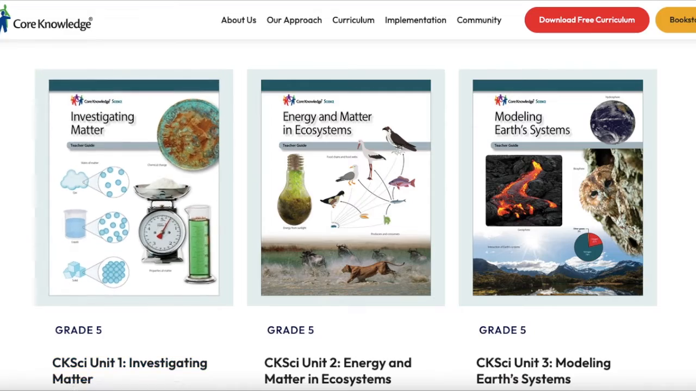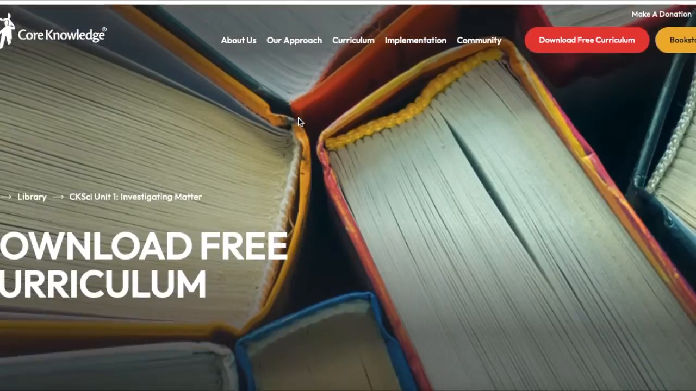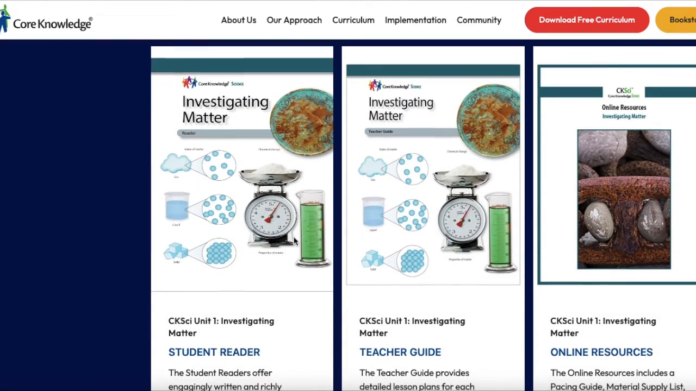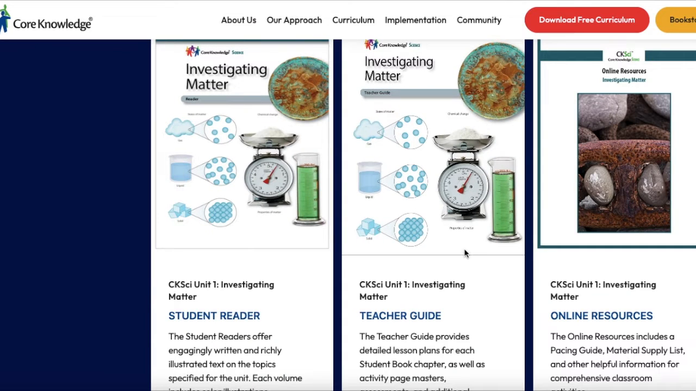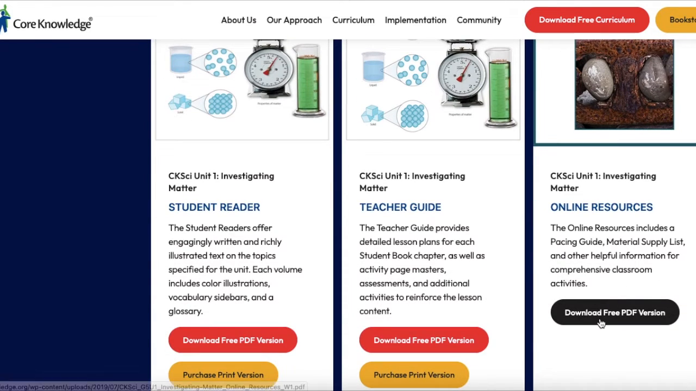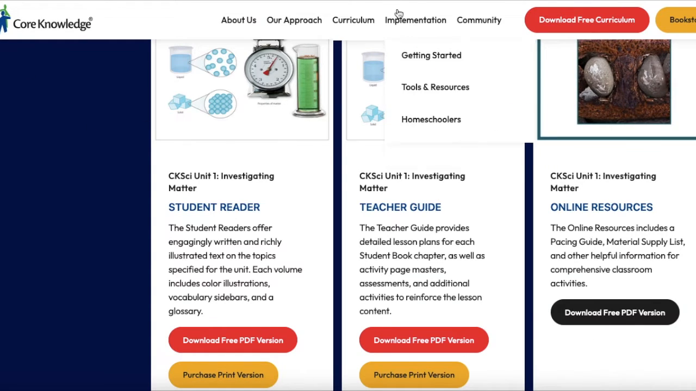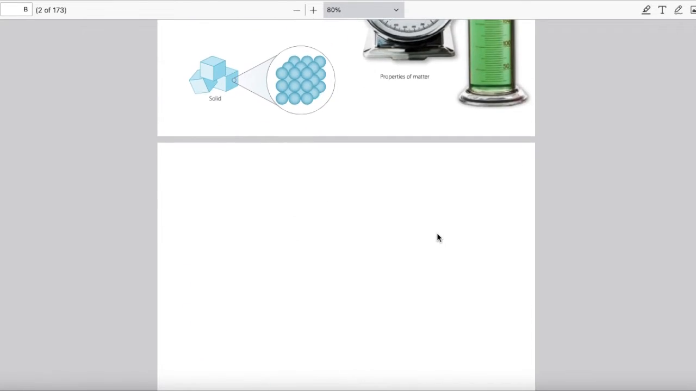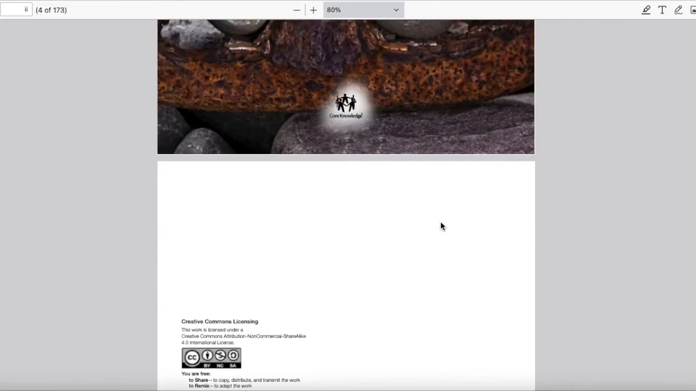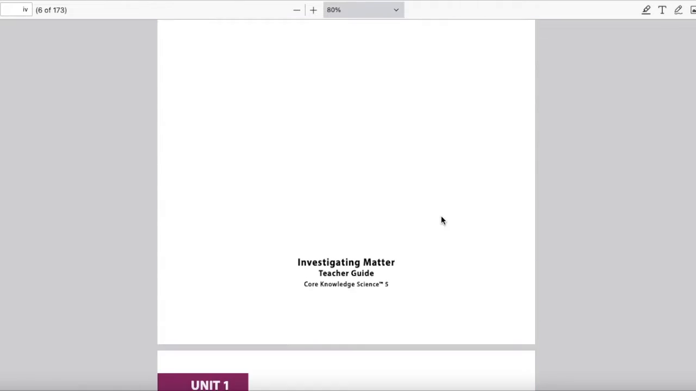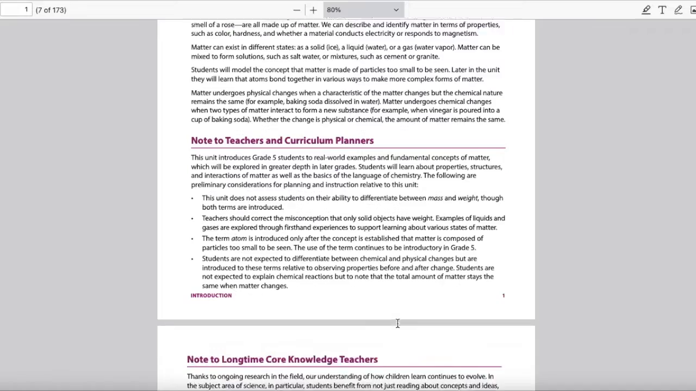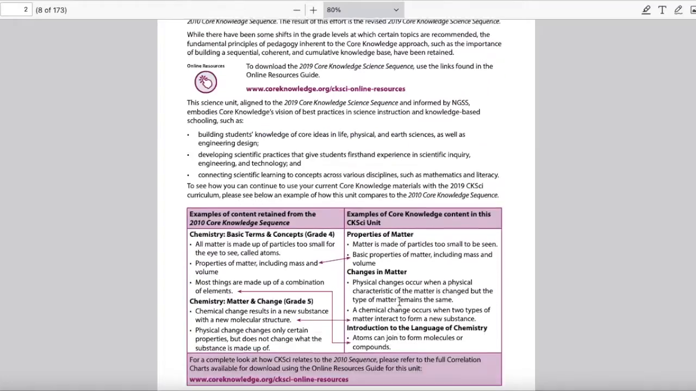If you click on the unit, it's going to take you to an overview of that unit, and then you have your student reader, your teacher guide, and your online resources. So again, you can access the online resources specifically for that unit right here as well, or from the main page. So let's go to the teacher guide. This is the teacher guide, again, very similar to how the formatted teacher guides are for language arts and history. It's going to give you a table of contents here, an introduction, a big idea of what you're going to be learning and teaching about.